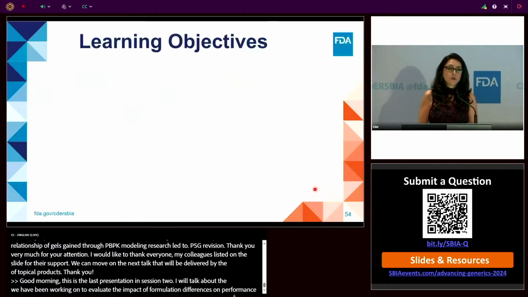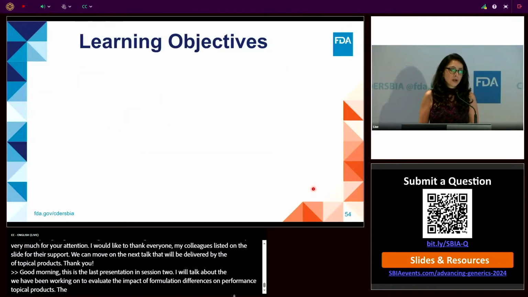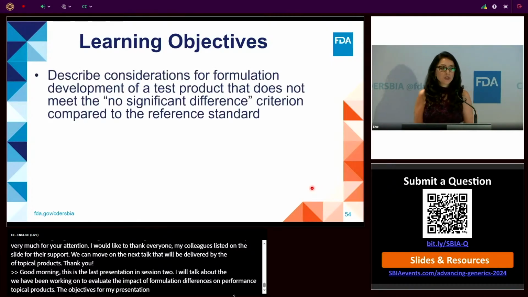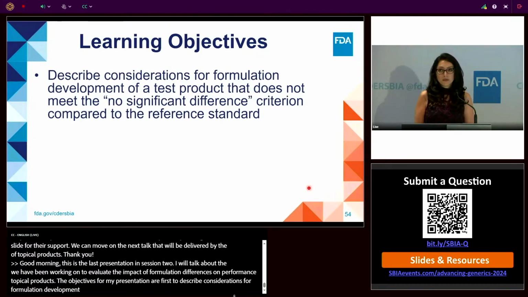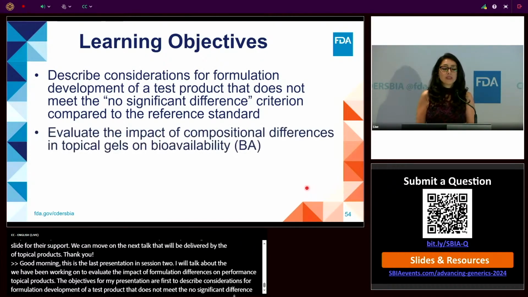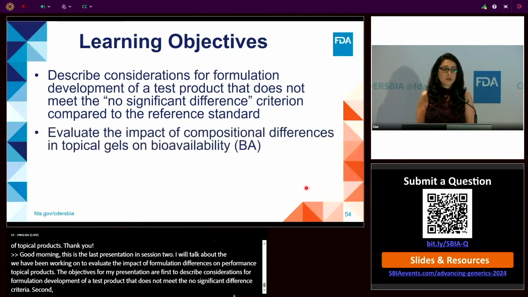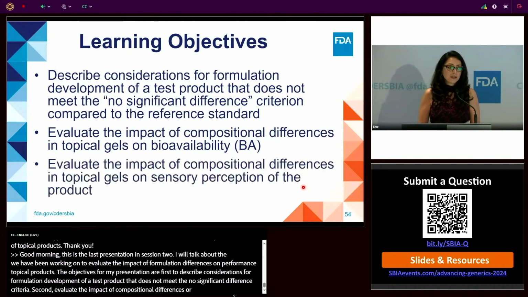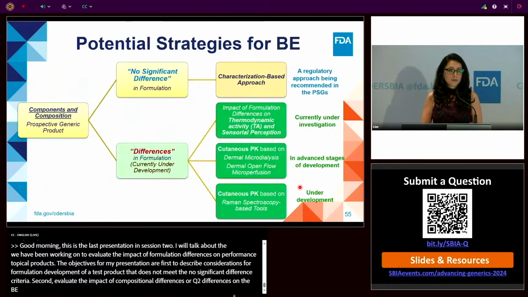The objectives for my presentation are first to describe consideration for formulation development of a test product that does not meet the no significant difference criterion. Second, to evaluate the impact of compositional differences or Q2 differences on bioavailability of topical gels. And the last is to evaluate the impact of Q2 changes on sensory perception of topical gels.